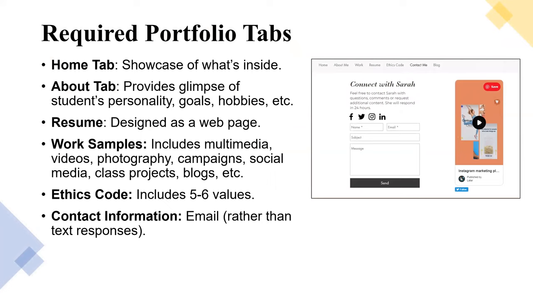These are the required portfolio tabs that they must have. A home tab, showcasing what's inside. An about tab, that gives a glimpse of the student's personality, goals, and hobbies. A digital resume, which we'll talk about soon, to supplant the old high school Word resume that is so outdated now in our visual technological era. Work samples includes multimedia videos, photography campaigns, advertising and PR, public relations, social media, class projects, blogs, you name it. And their ethics code has to have at least 5 to 6 values.